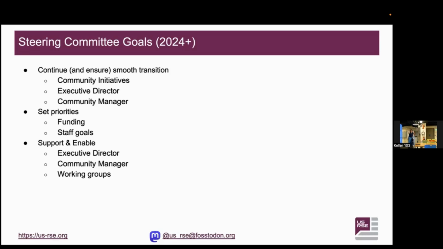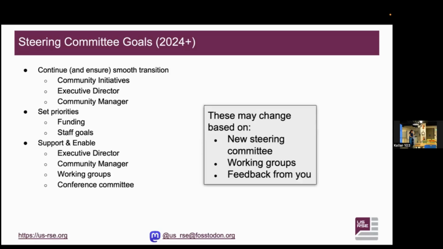I'm a little bit wearing two hats again. I was a steering committee member until the end of October, so I'm in the transition myself. And we are happy to get feedback.